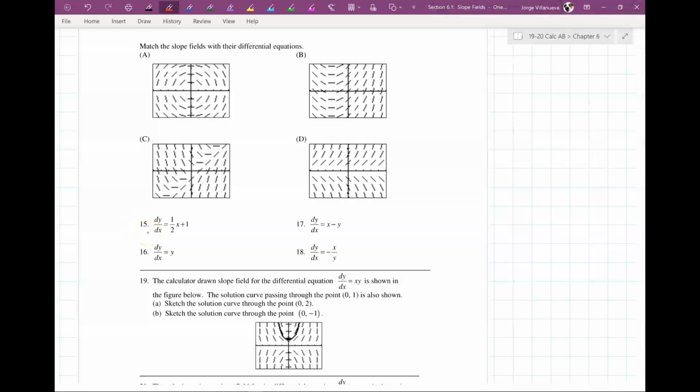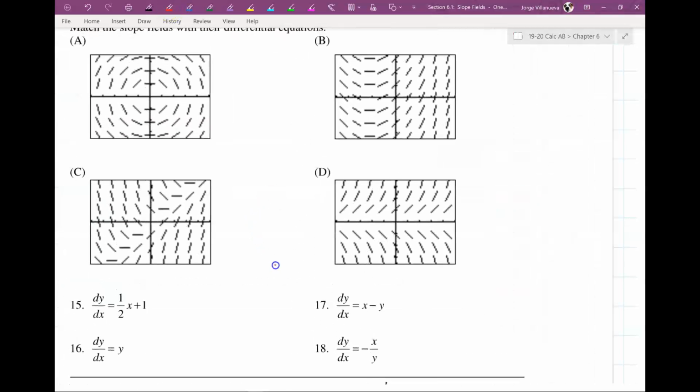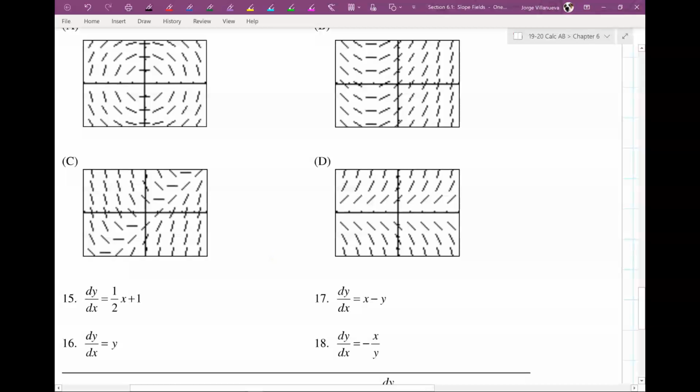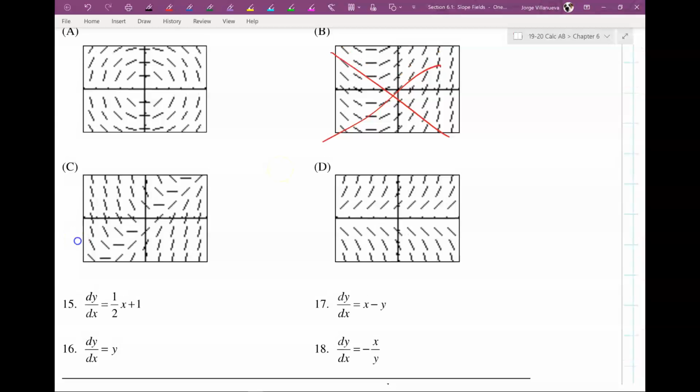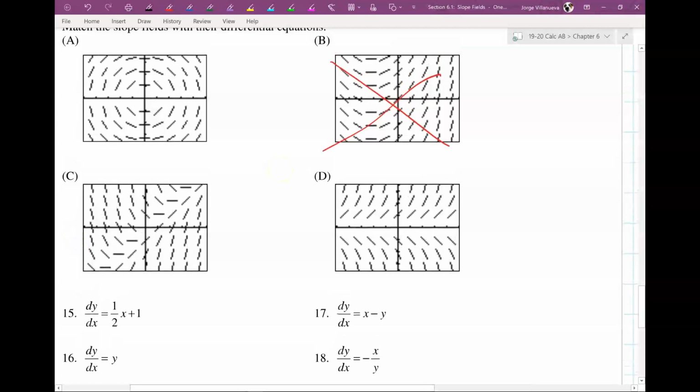So at 0, 0, what happens for 17? What's my slope at 0, 0? Oh, actually, you may not be able to see it. Hold on. So what's my slope at 0, 0 for 17? 0. Okay, so since I know that at 0, 0, my slope is 0, it cannot be this one. It could be C, it could be D, and it could be A. So far, I've eliminated 1.